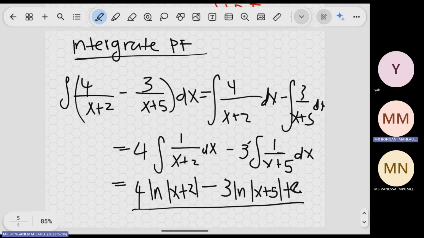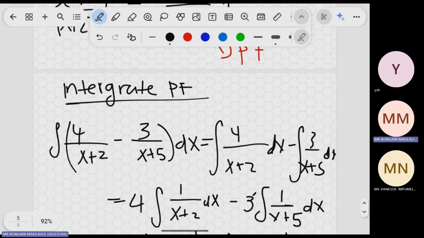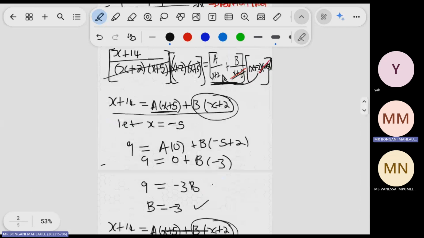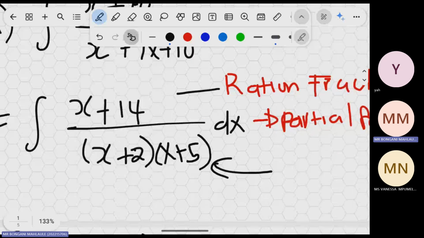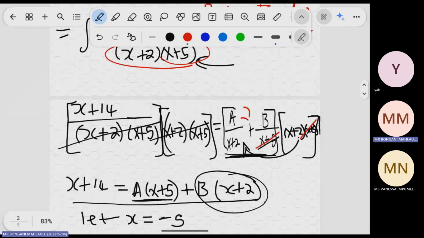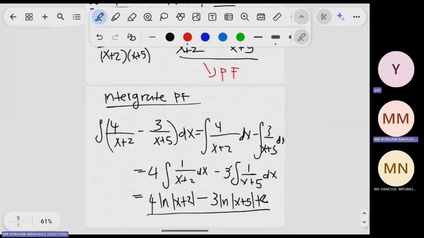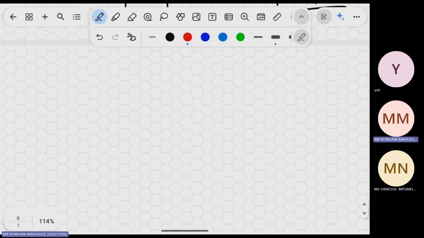So this will be our answer. Do you guys understand how we did this one for linear factors? Remember, this is a linear, right? So when you separate a linear, you separate it in this way. Did you understand, guys? Can you confirm? Yeah. Then go to now.